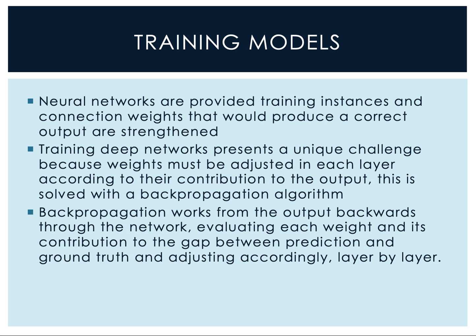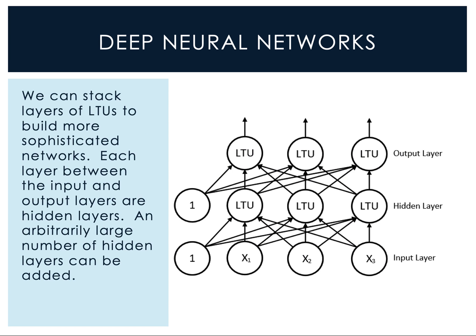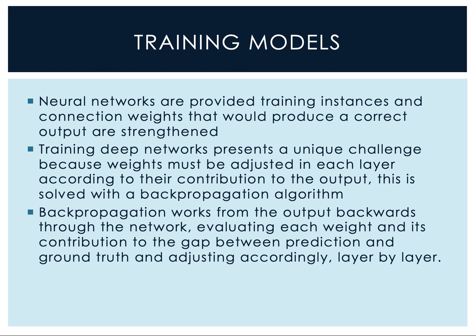Training deep networks presents a unique challenge because weights must be adjusted in each layer according to their contribution to the output. And so this backpropagation algorithm is exactly what I was just talking about, where we start at the output and we look at all of the weights that contributed to the correct or incorrect answer, and we tune them, and then we work backwards from layer to layer all the way to the inputs, and that's backpropagation. We're working from the top backwards, back down through the network, making it more accurate with tweaks.